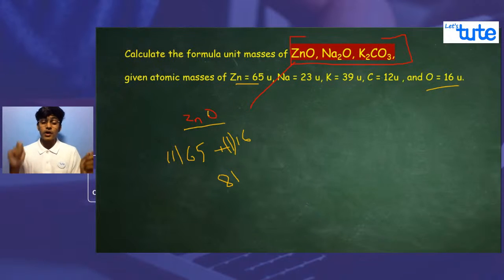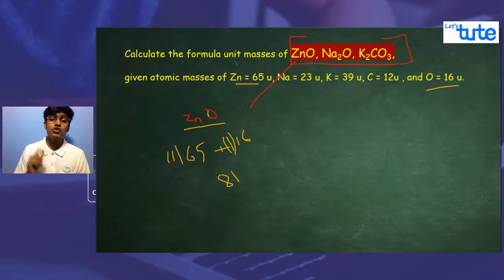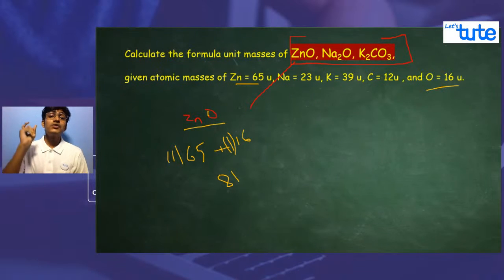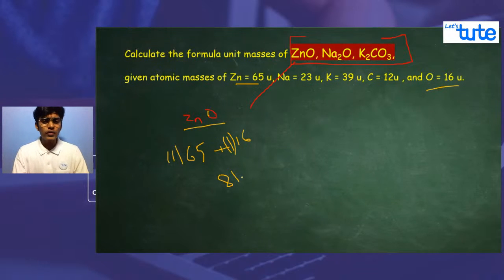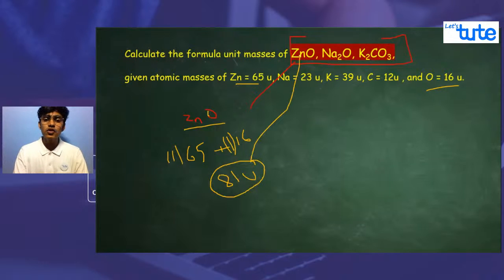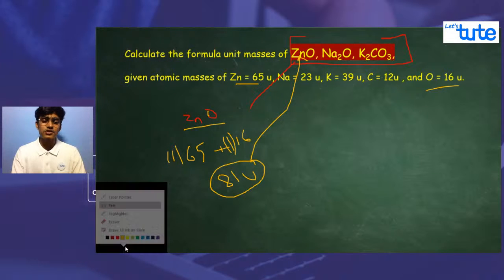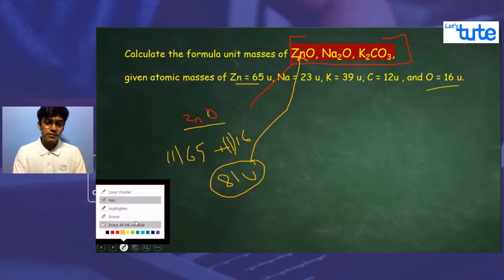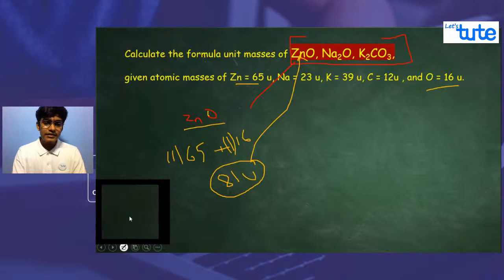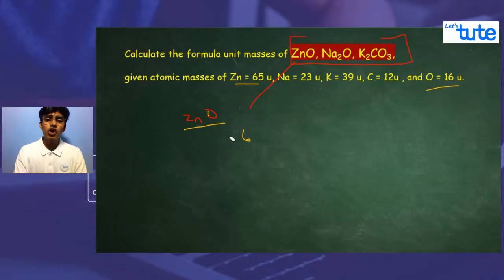Now remember, you also have to write down the unit. Always remember, the unit of molecular mass is nothing but U itself. U means unified mass. So this is the first answer, the value for ZnO. Okay, I hope this one is clear. Let me clear this whole thing. Now let us try to solve the next molecule.